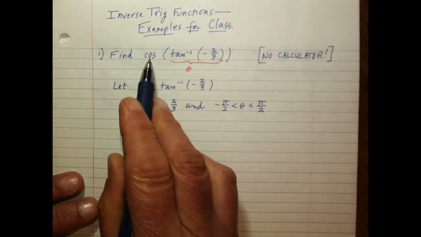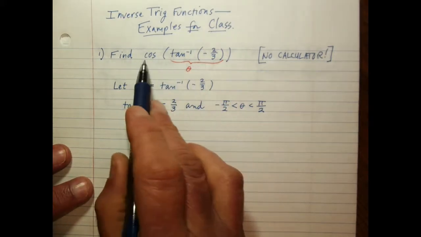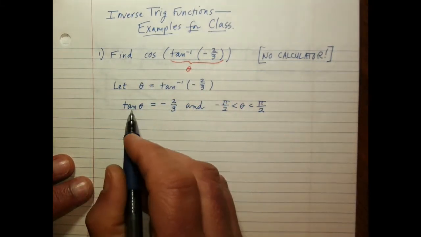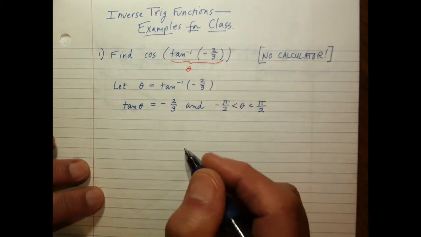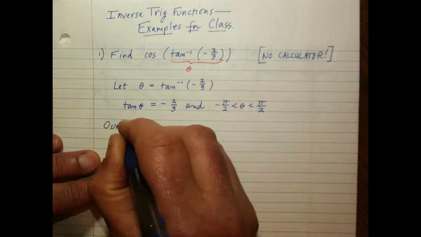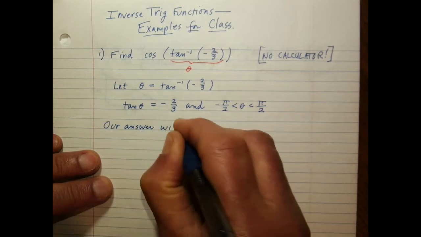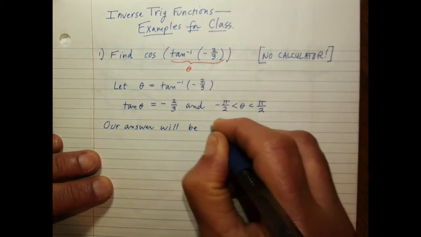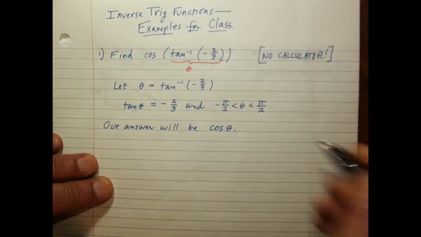We want to find cosine theta. That will be our final result, right? Cosine of this expression, cosine theta. If we know tan theta, can we find cosine theta? And maybe I should say that our answer will be cosine of theta.